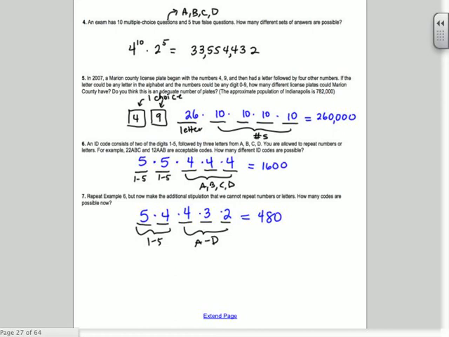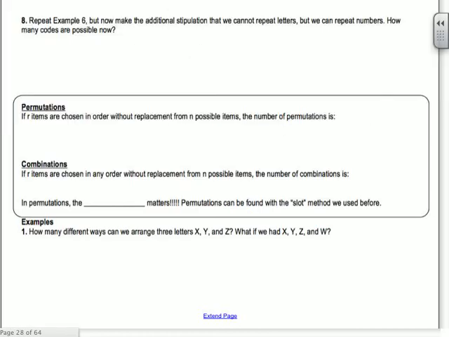All right, let's try this one. So repeat example 6, but now make the additional stipulation that you cannot repeat letters, but you can repeat numbers. How many different codes are possible now? So still we have 1 through 5 for the first 2 numbers, A through D for the 3 letters. Okay, you can't repeat letters though. You can repeat numbers. So if I can repeat numbers, that means I have 5 choices for the first slot.